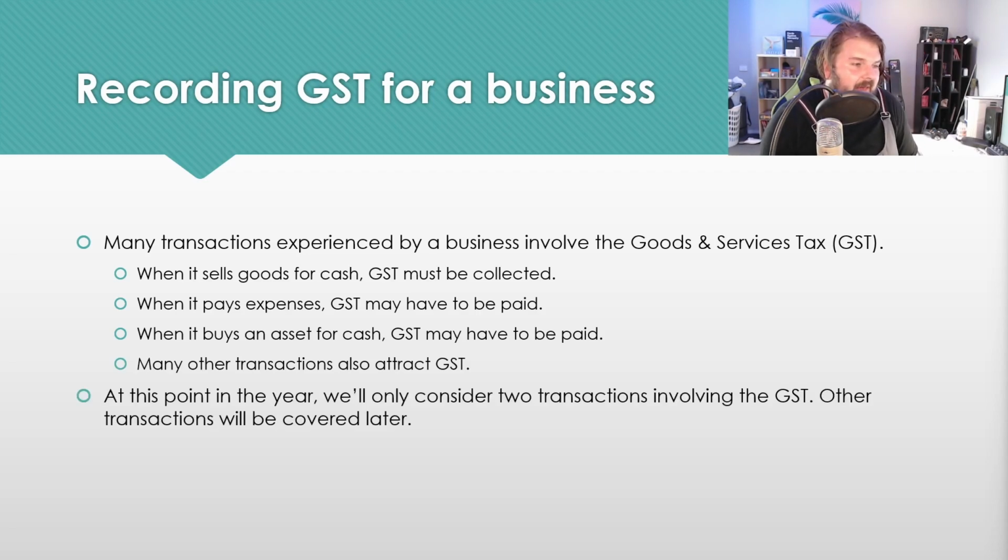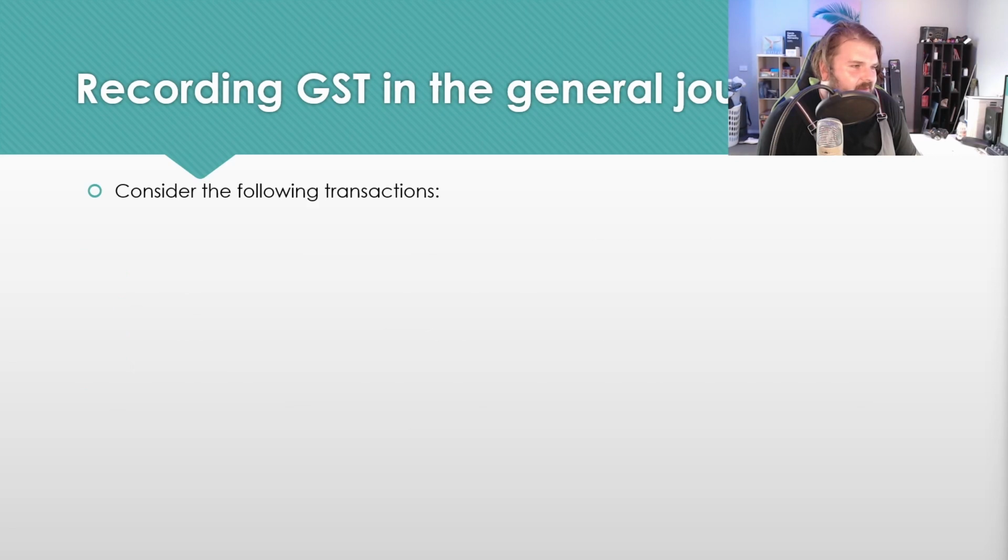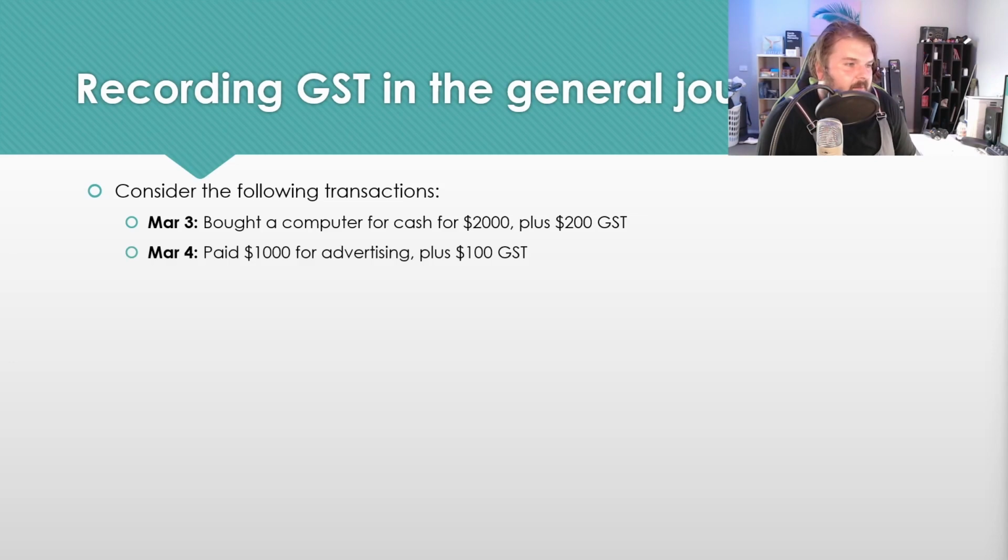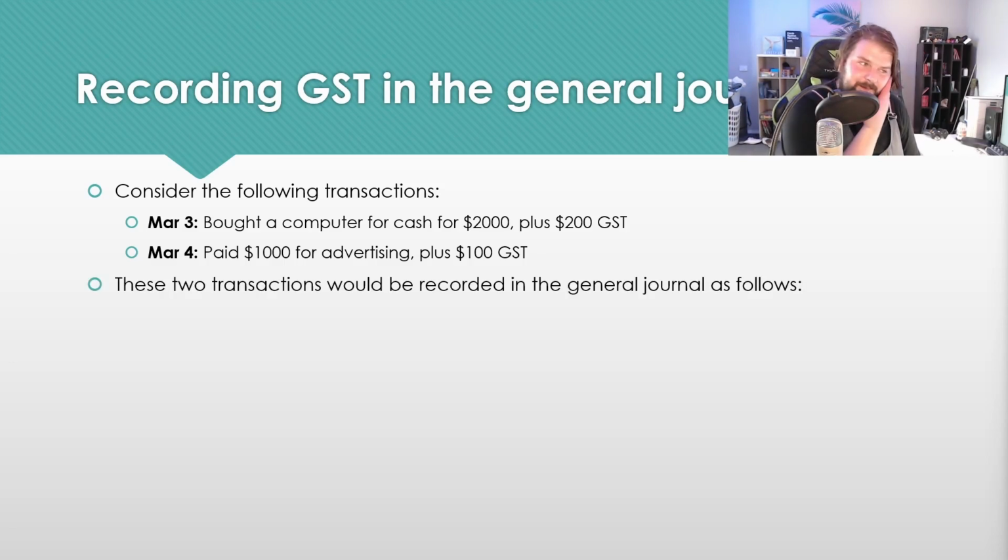So at this point in the year, as I said, we only cover two main transactions. So that's going to be buying assets and things like that, and paying expenses, and also on sales. So let's look at these two. So we bought a computer for $2,000 plus $200 GST. And we've also paid $1,000 of advertising, which is our expense, plus $100 GST.